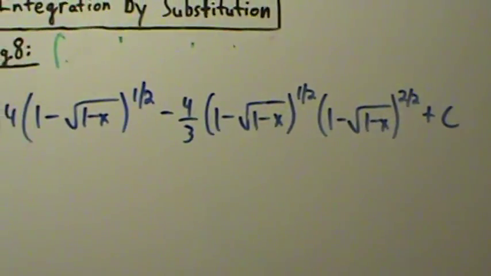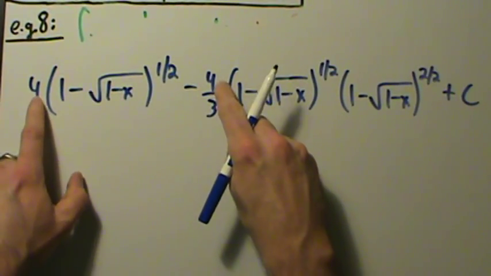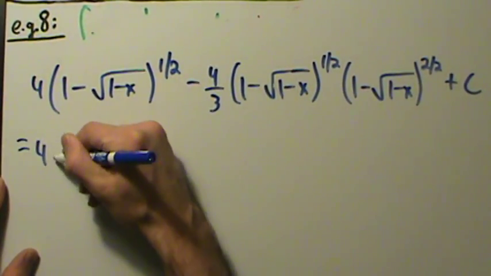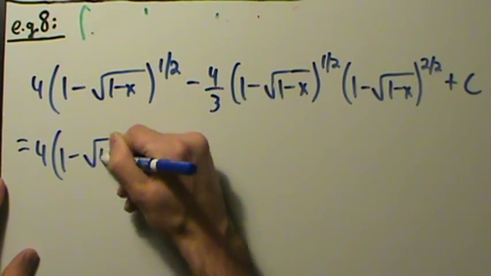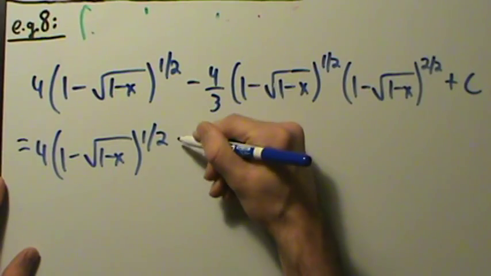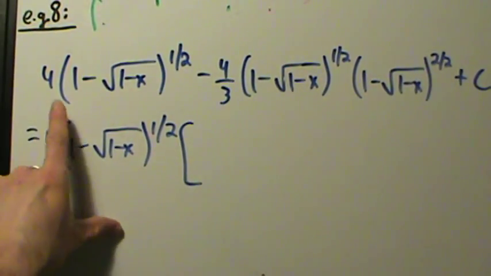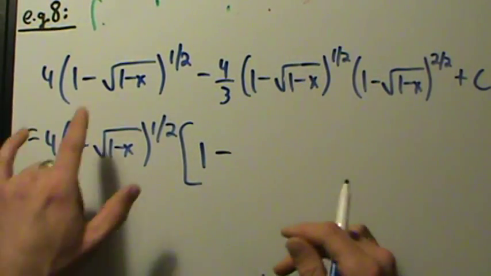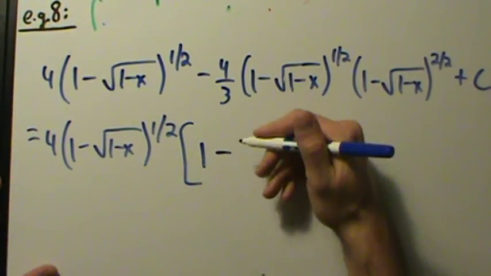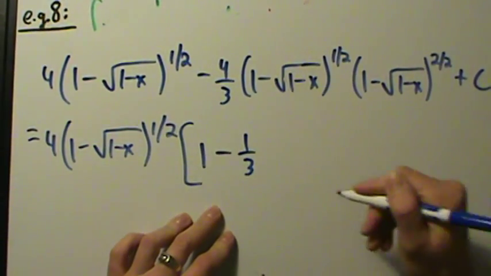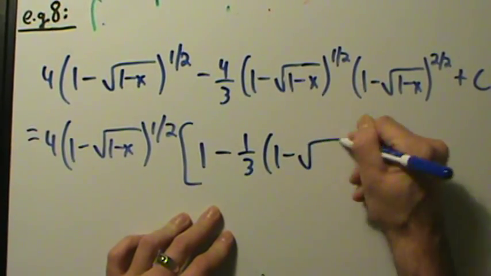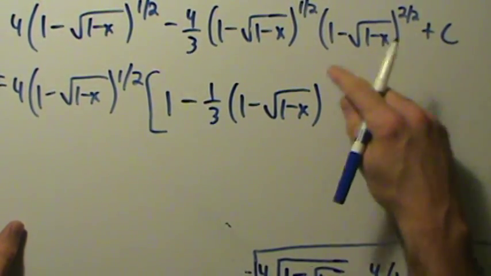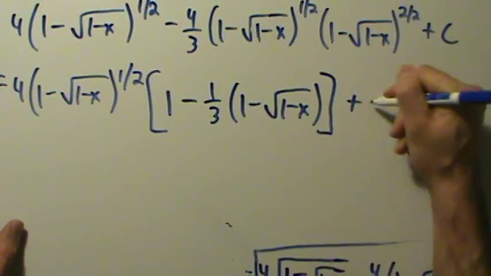Okay, so now what can we pull out here? There's a common factor of 4 and a common factor of (1 minus root 1 minus x) to the 1/2 to pull out. So let's go ahead and do that. 4 times (1 minus root 1 minus x) to the 1/2. And then what's left over? Well, we just pulled all this out, so all we have left is a 1. Remember, when you factor out like this, you're really just dividing, so if we take this whole thing and divide it by itself, we just get 1 left. Then what's left here? 1/3 times (1 minus root 1 minus x) to the 2/2, but 2/2 is just 1, so we just have this to the first power. So that's all that's going on there, and then plus c.